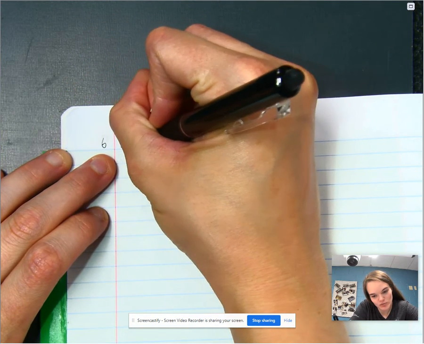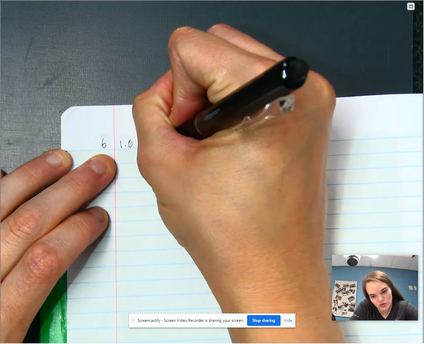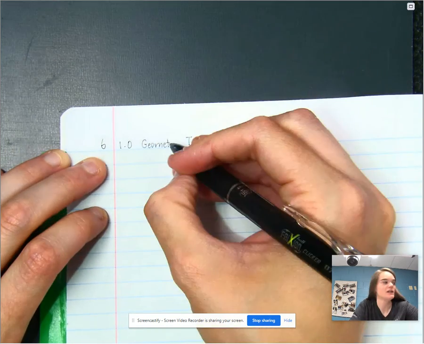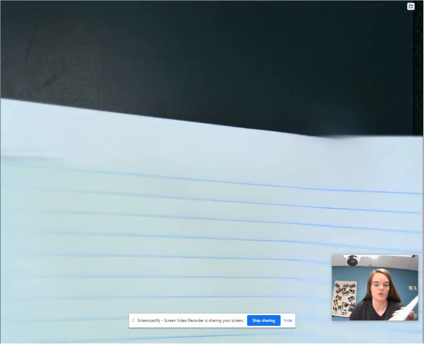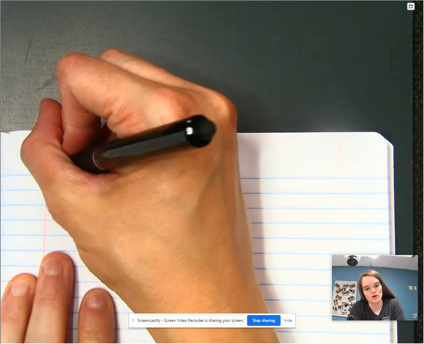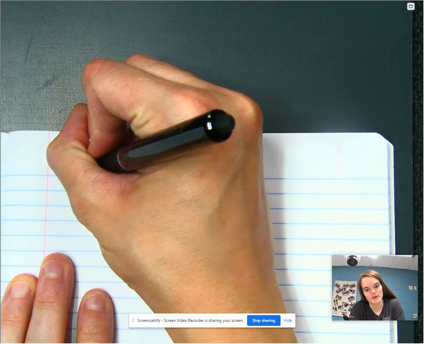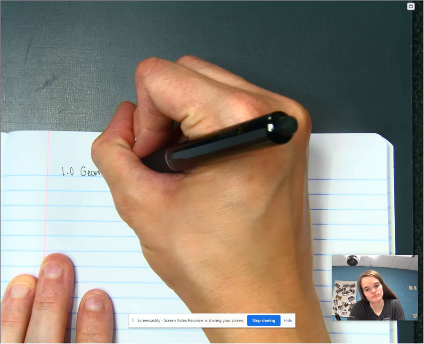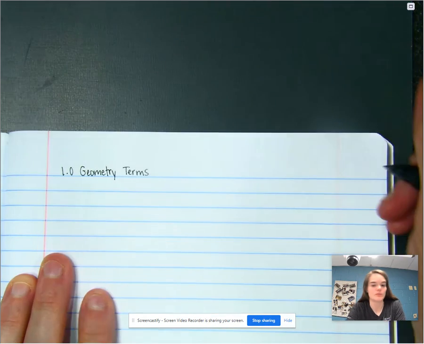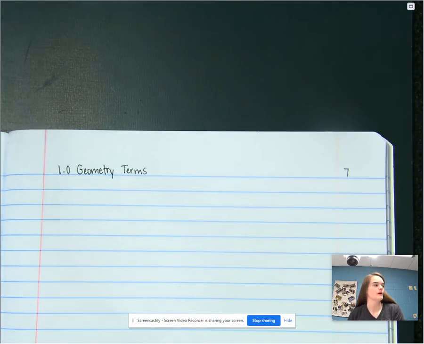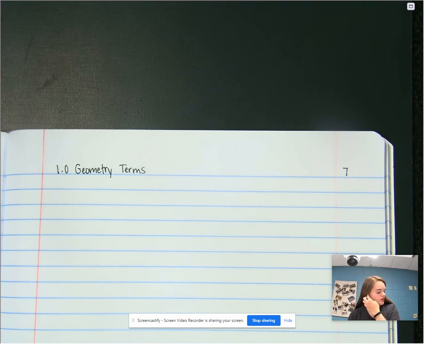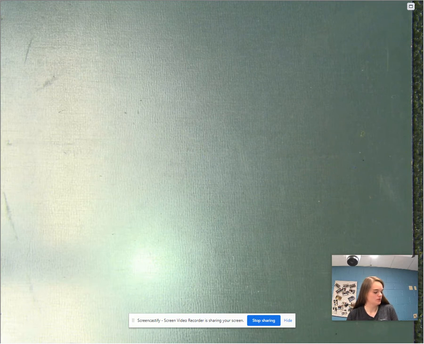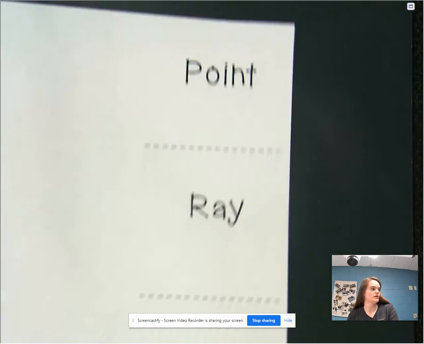1.0 geometry terms. If you do not have a copier, that means you will be writing the geometry terms that we're fixing to work with. And 1.0 geometry terms for page 7 as well. Page 7. Okay, so you'll be writing if you need to. If not, if you have the actual copy of the foldable, we are working with this one first.